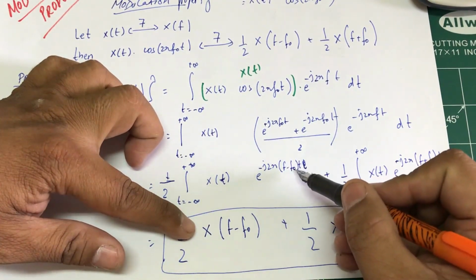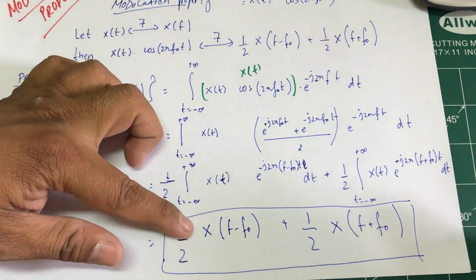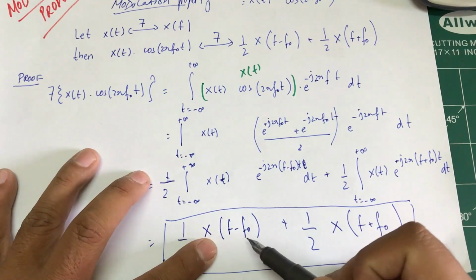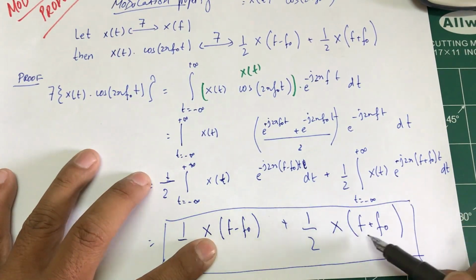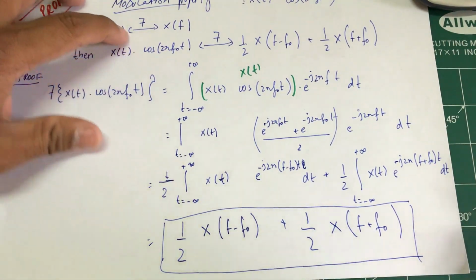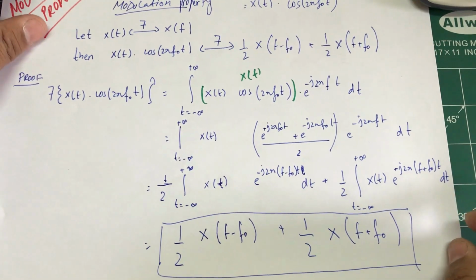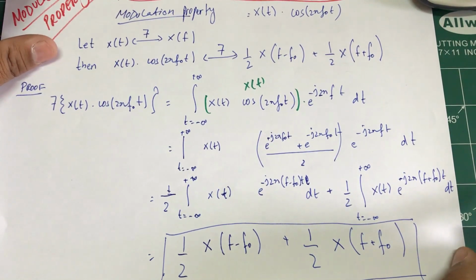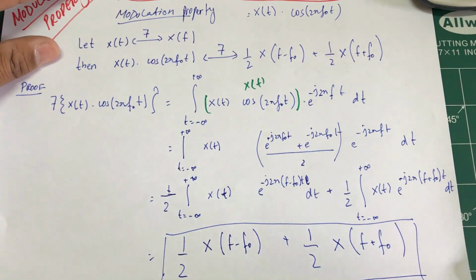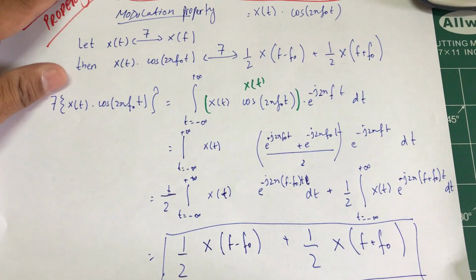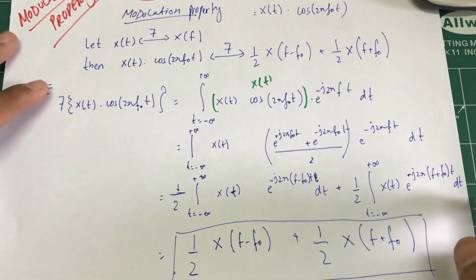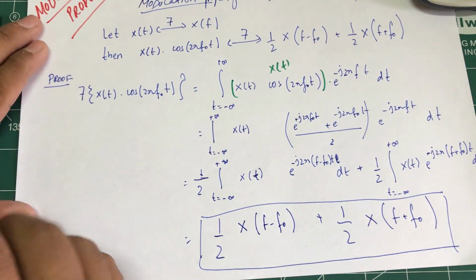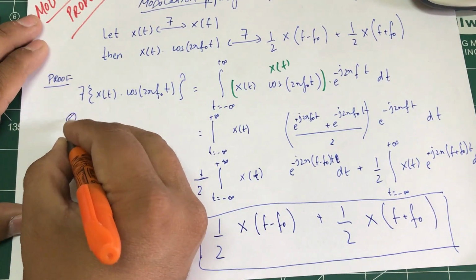Now this kernel is being shifted to either the negative side of the frequency or the positive side of the frequency. So it's 1/2 x of f minus f naught, plus 1/2 x of f plus f naught. So this is a very important Fourier transform that everyone should know. So basically, let's look at it. What does it mean pictorially?